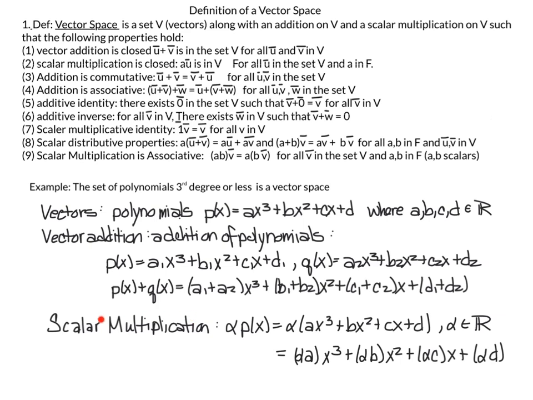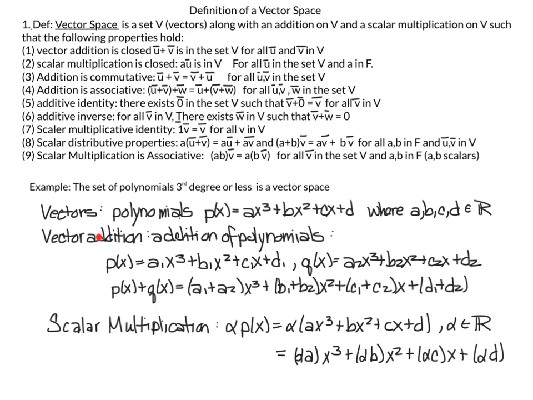Our scalar multiplication is defined just as we would for polynomials. So alpha being a real number or a scalar, times p of x is equal to alpha times our polynomial ax cubed plus bx squared plus cx plus d, which will be equal to then alpha a times x cubed, alpha b times x squared, alpha c times x, and alpha d as our final constant.